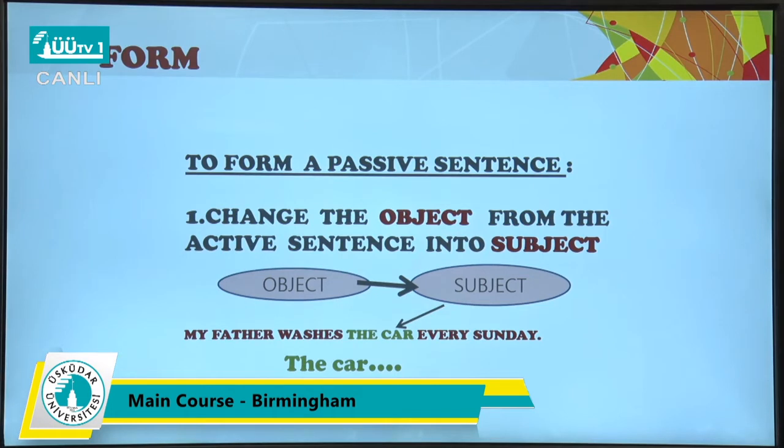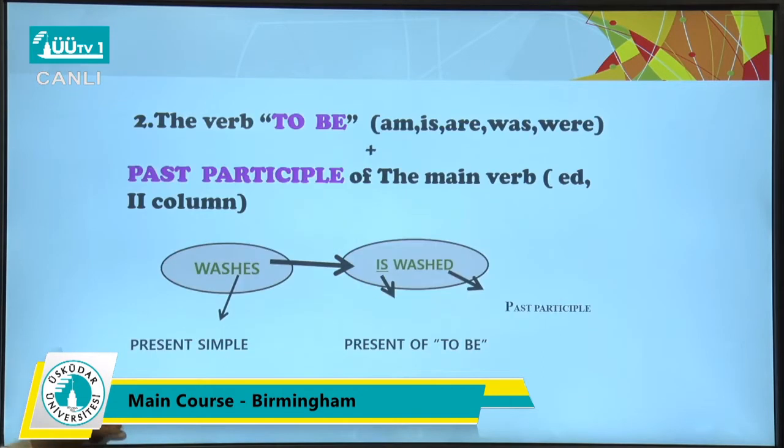Okay. Now, the thing we should do here is to identify the object and put it in the beginning of the sentence as a subject. The car. Okay. And now, if you pay attention to the verb, our verb is washes. Washes is present simple, so it is present tense. In to be, for passive voice, for present tenses, we always use am, is, are.